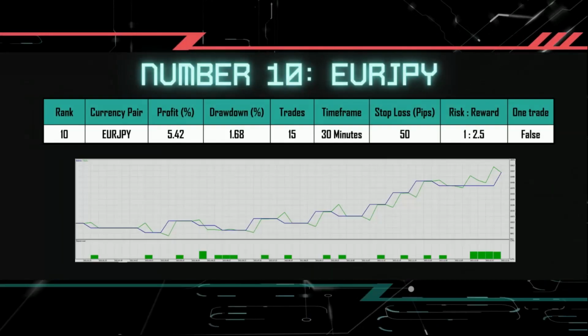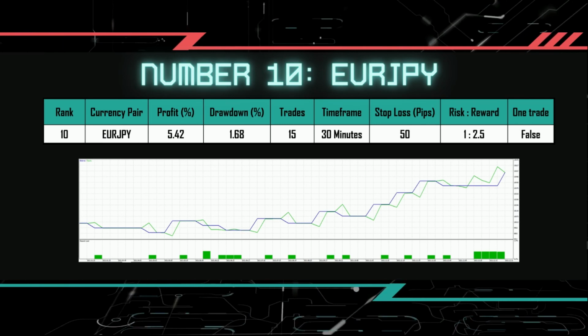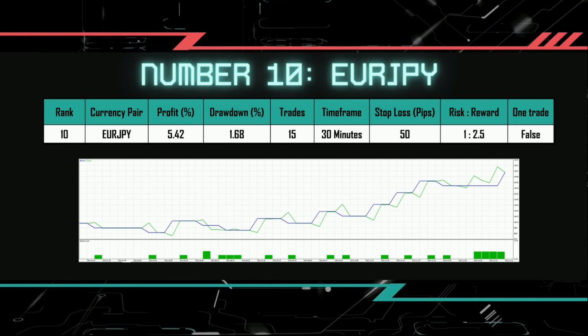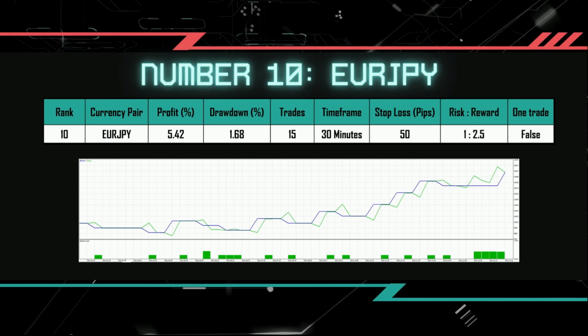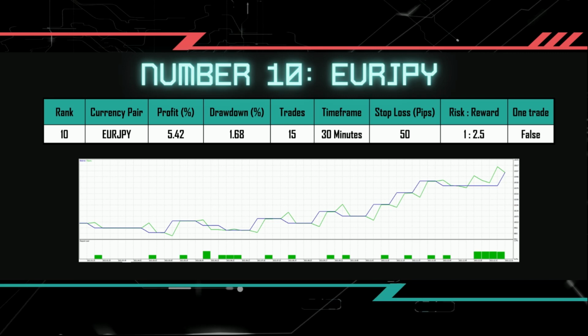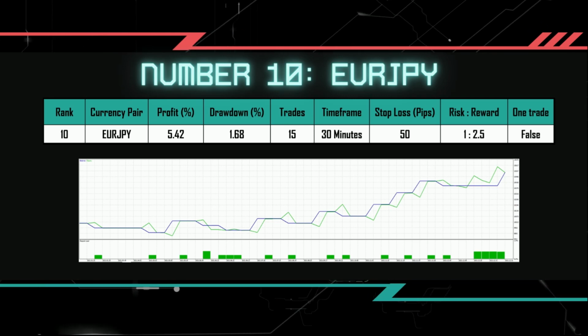At number 10, we have EURJPY. The percentage drawdown is at 1.68%. This means in 2021, if we use an account of $10,000 with the lot size of 0.1, the maximum drawdown would be $168, and the profit would be $542.